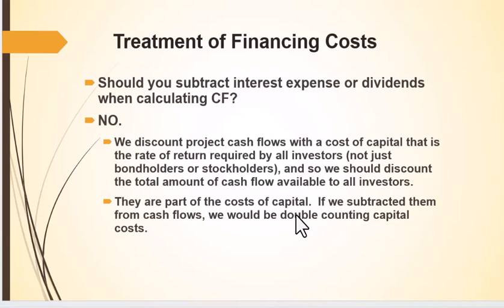So how do we deal with financing costs? Should we have interest expense or dividends in our cash flow prediction? And the answer here is no. The costs of financing are in the weighted average cost of capital. So we don't need to include it here, because then essentially we would be double counting it. So financing costs are not associated with the cash flows. They're associated with the weighted average cost of capital.